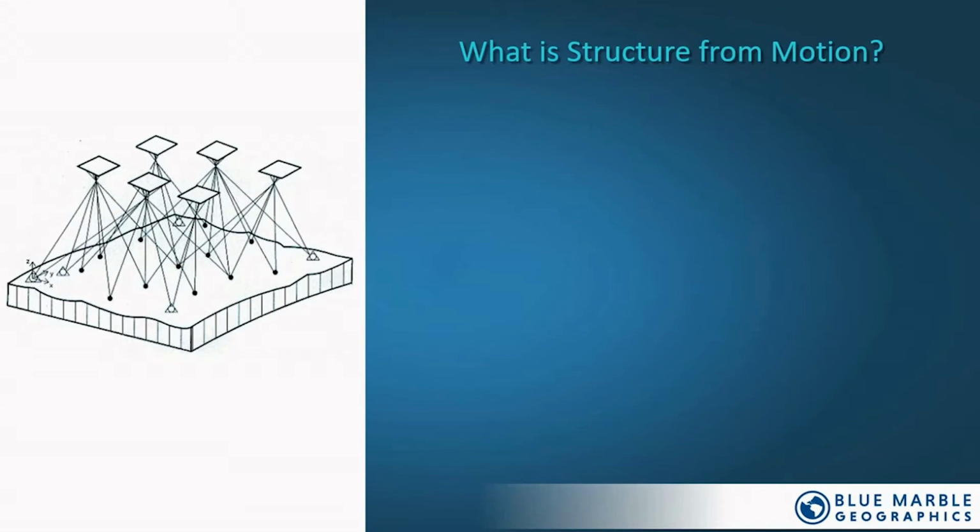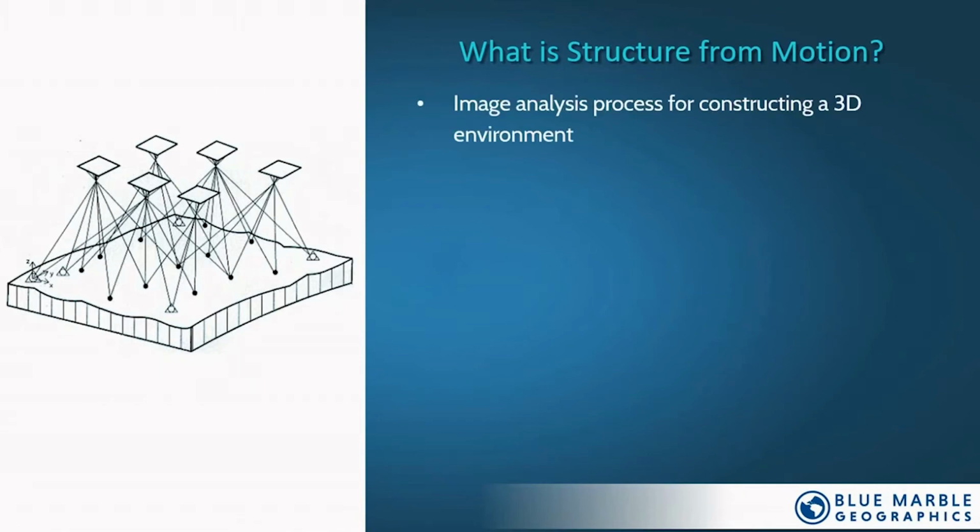The little dots on the ground, maybe a target point, maybe something that's significant, something that's visible. And the representation here is showing us that we can see those points from our multiple perspectives. So what exactly is structure from motion? Well, it's image analysis when it comes down to it.